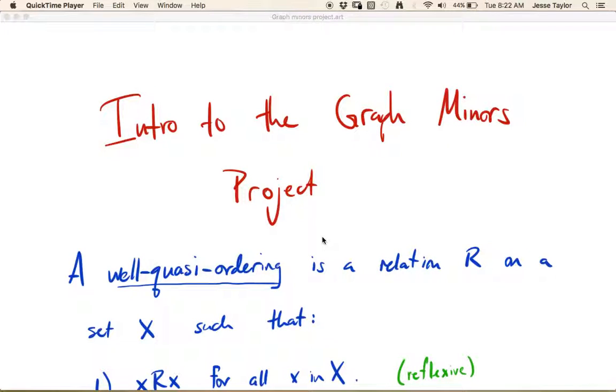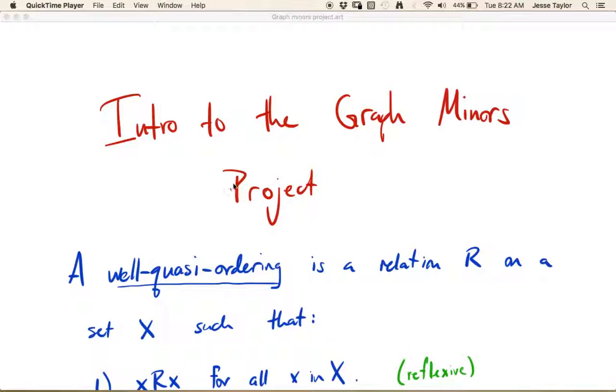In this video, I just want to give a brief introduction to something called the graph minors project. So we learned about graph minors in the last video, and I mentioned on the course website that minors play a really important role in graph theory. Well, the graph minors project is sort of what thrust them into the limelight, if you will.